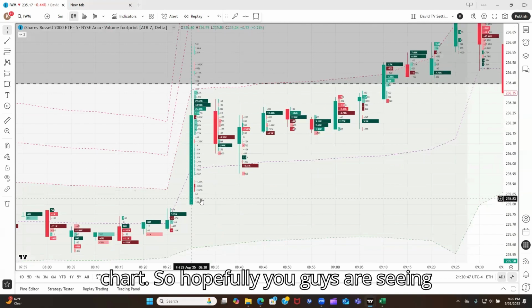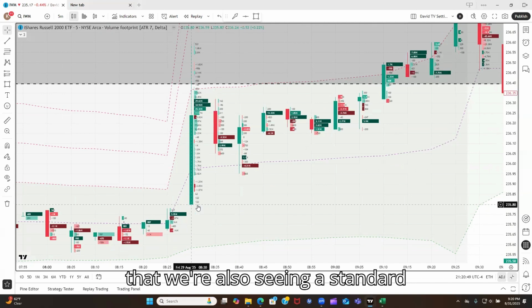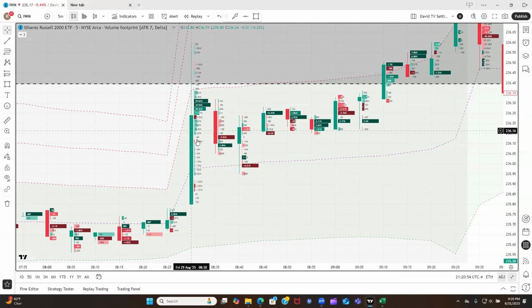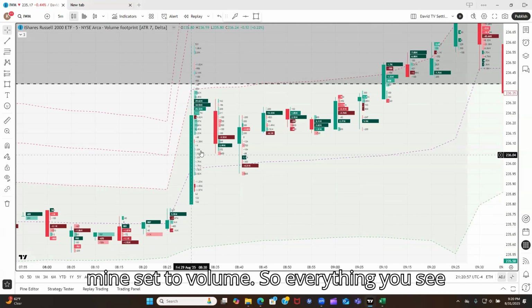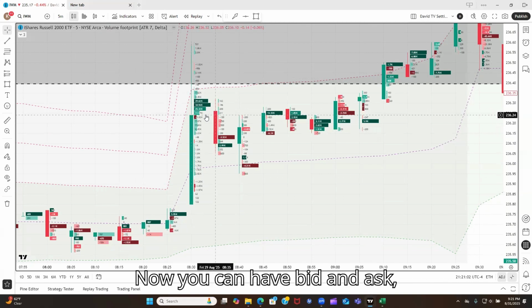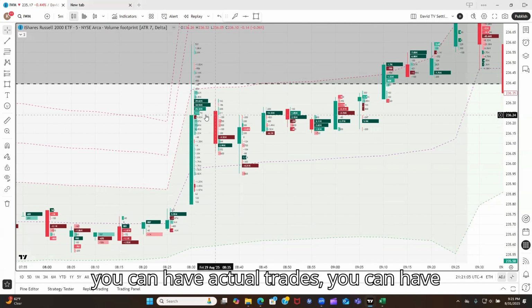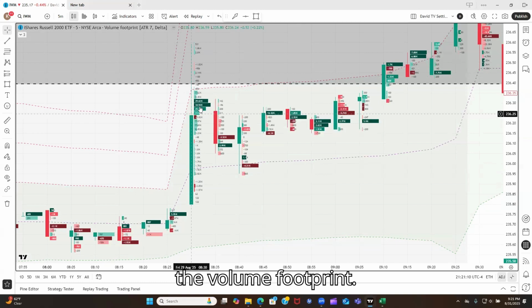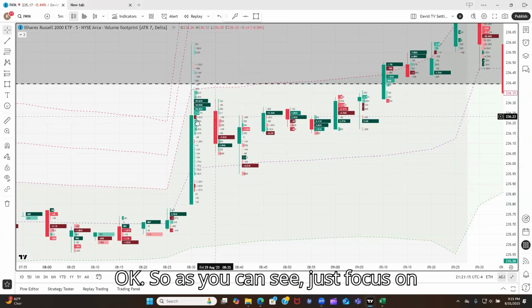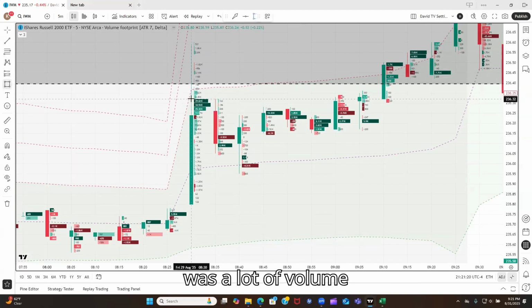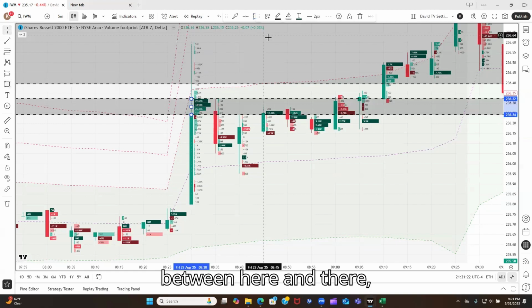So hopefully you guys are seeing that we're also seeing a standard candlestick, but on the right side of that, we're seeing some numbers. So I have mine set to volume. So everything you see on here is volume of the market. Now you can have bid and ask, you can have actual trades, you can have delta. It's really up to you, but this is the volume footprint. Okay. So as you can see, just focus on this green candle. There was a lot of volume between here and there.